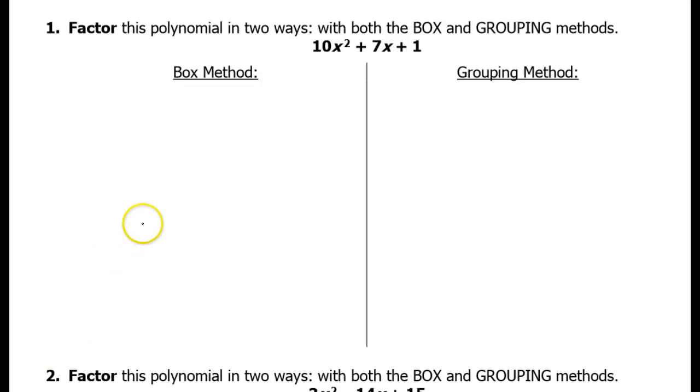In this video, I will show you how to factor a trinomial using the box method and the grouping method, and you'll see that they are very, very similar. First, let's do the box method.